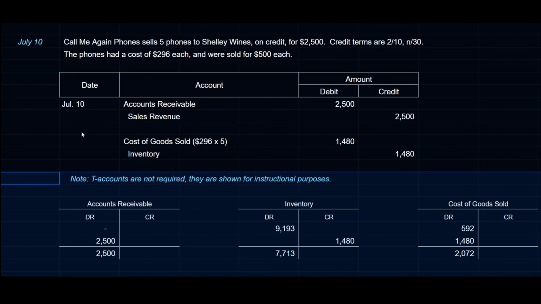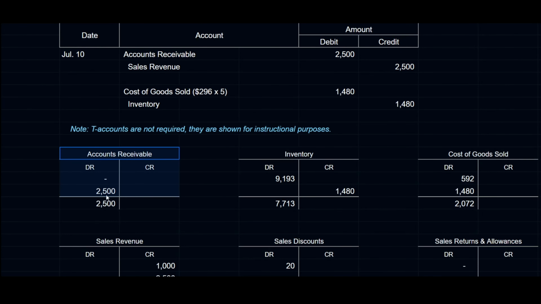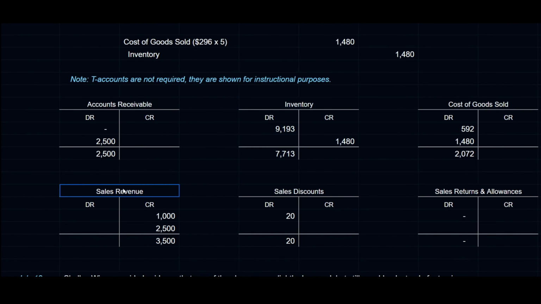Updating the accounts will show that accounts receivable is now at $2,500. The cost of goods sold has increased to $2,072. Inventory has gone down as a result of the sale of goods, and inventory sits at $7,713, and sales revenue is now totaling $3,500.